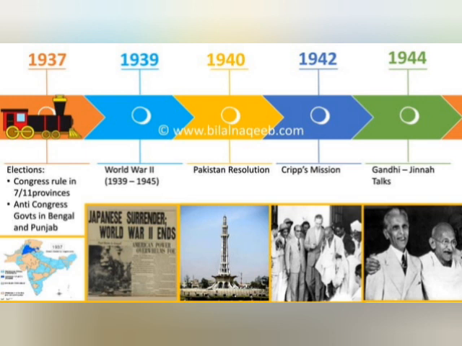Formation of the interim government. The Cabinet Mission also proposed that a provisional government be established to run India till the making and implementation of the constitution. The cabinet was to be all Indian.